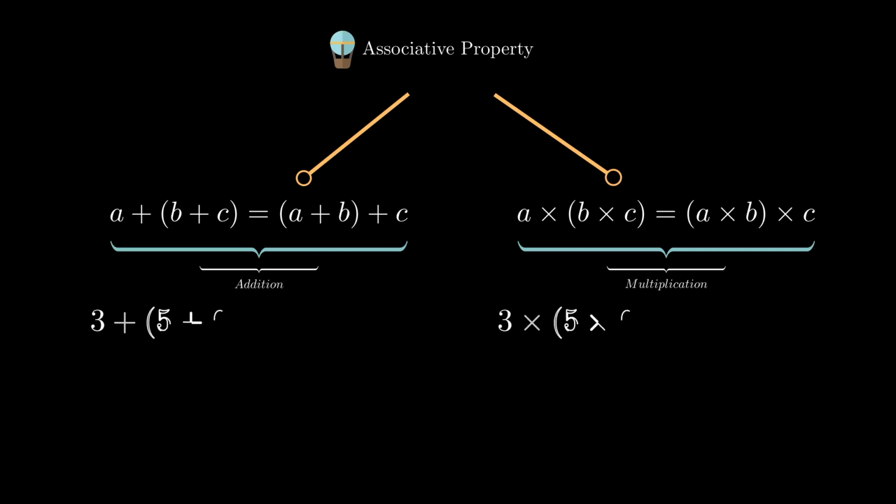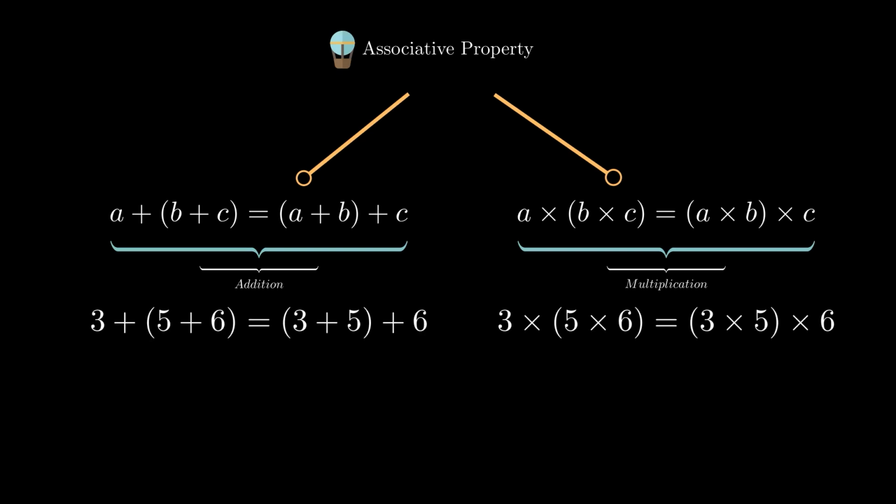I have taken 3 numbers and added them in 2 different ways. First, I have added 5 and 6, then added 3 to the sum. And on the other hand, I have added 3 and 5 and then added 6 to the sum. What I get is the same sum in both cases, which is 14.